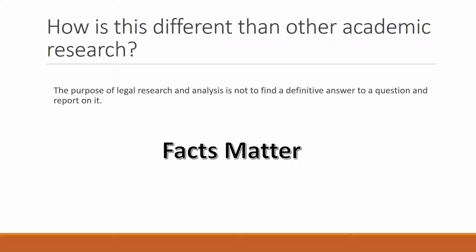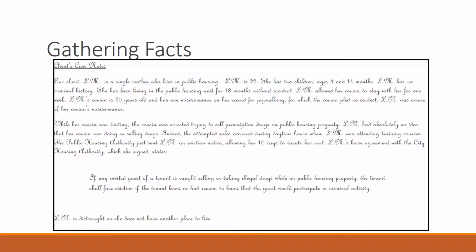Let's go back to our client from earlier. Let's take a look at how some of the facts in this fact pattern might result in a different legal analysis if they were to be changed. How about LM's age? In this fact pattern, she's 22. But would it be different if LM were under 18? Of course it would impact the legal analysis because LM could not be bound to a contract if she were under 18 years old. It also may impact some of her liability in a situation.